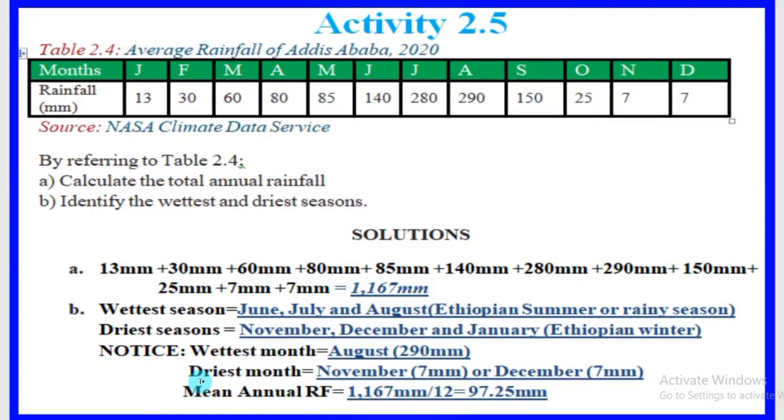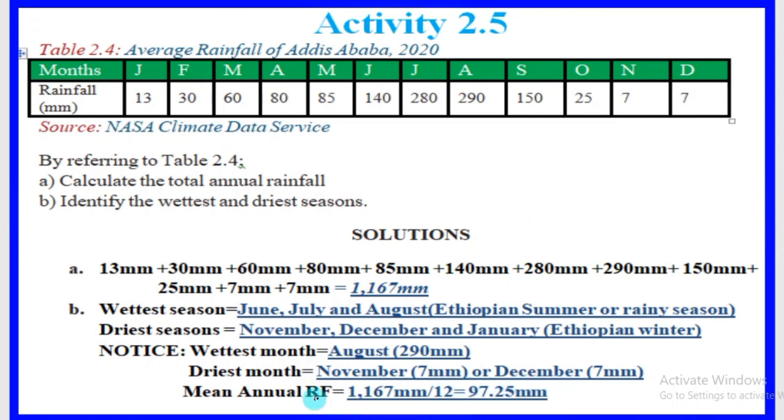Okay, students, you can identify the driest month. So the driest month is a month which has the smallest record. So from this data, we have two similar records on November and December. November 7 millimeter and December also 7 millimeter. Therefore, you can take one of them. The driest month, November or December.